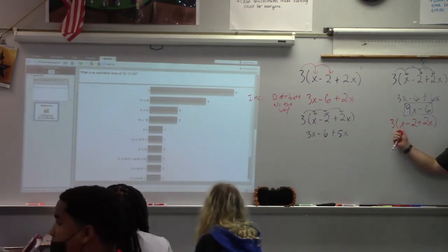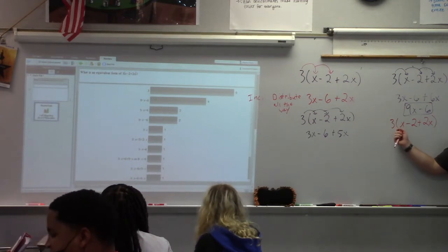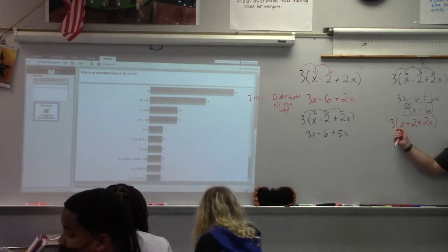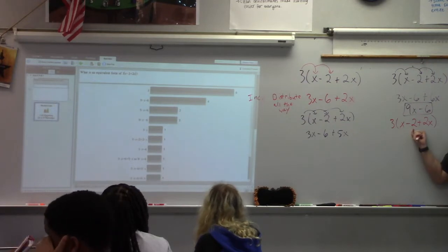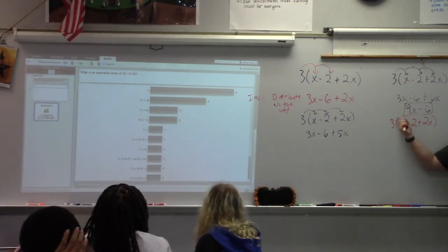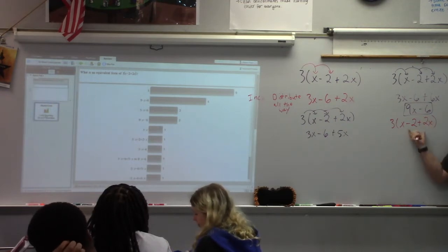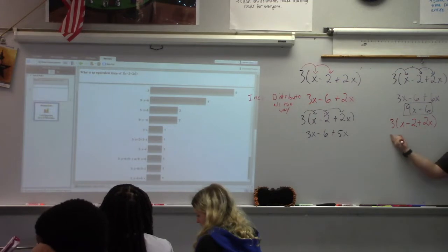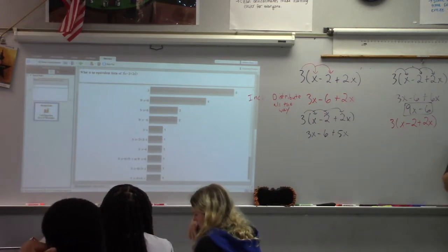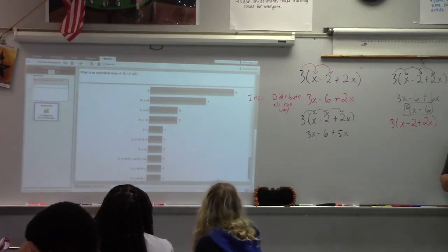What operation is happening between the 3 and the parentheses? Multiplication. What happens first, multiplication or addition? But what if you need to do the addition first? That's why we have parentheses, to group them together to say, hey, you're actually supposed to add before you multiply. That's the point of those parentheses, right?